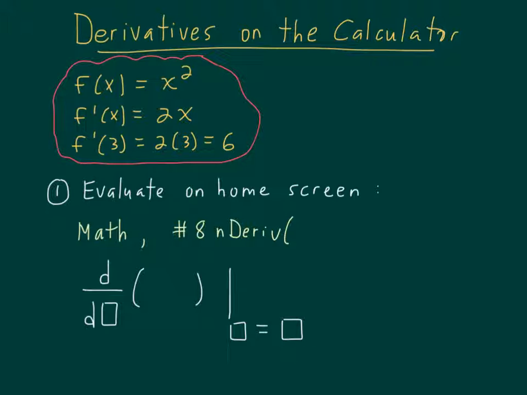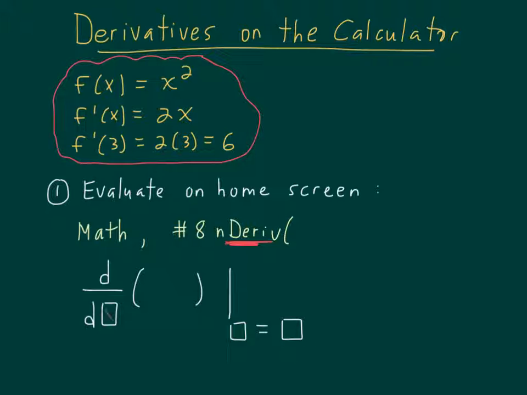So first find the math button. It's 3 down, of course, in the first column on the left. Once you've selected the math button, you're going to scroll down or just hit number 8 where you see NDeriv. Okay? So once you have activated that, if you have a newer operating system on your calculator, this is the template that you're going to see.